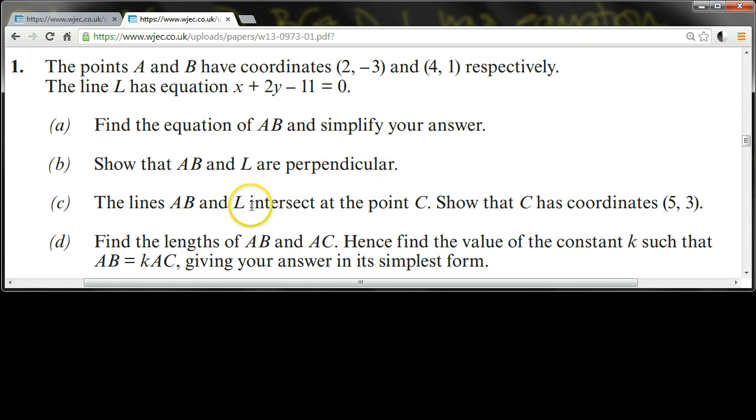The lines AB and L intersect at the point C. Show that C has coordinates (5, 3). Find the lengths of AB and AC, hence find the value of the constant k such that AB = k AC, giving your answer in its simplest form. Okay, that's the question then.